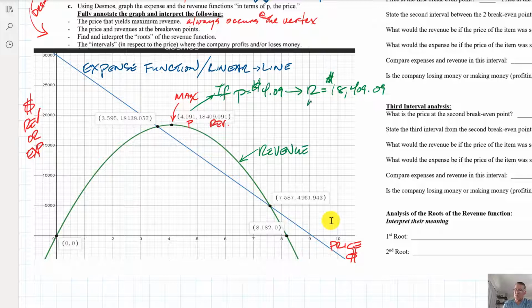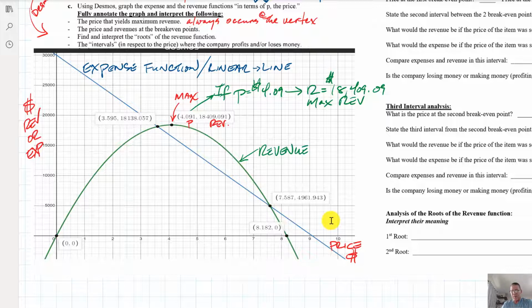This is max revenue. So if the price is set either below $4.09 or above that, you're not going to have this much revenue. You're going to have less. So that price is important. Every company tries to find that price to maximize the revenue, to maximize the profit.